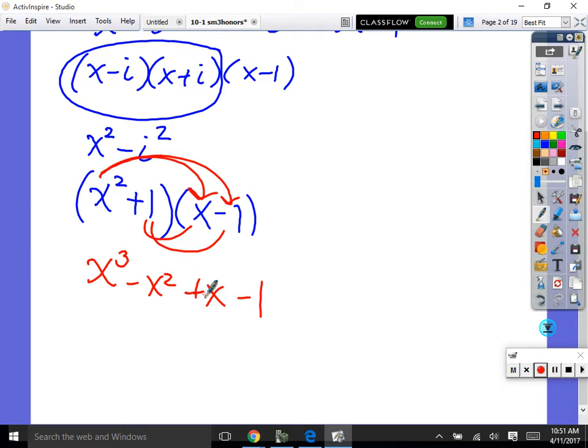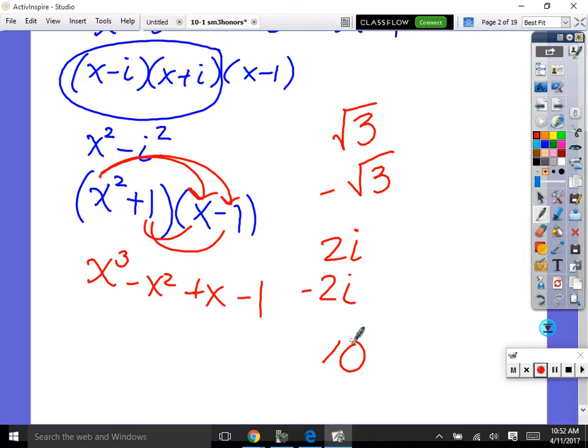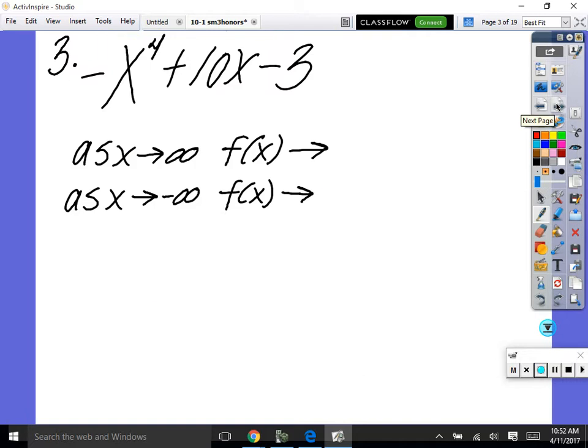Okay, so remember that if you have an irrational root, square root of 3, its conjugate also has to be a root. Negative root 3 would be a root. If you have 2i as a root, its conjugate, since it's imaginary, has to be a root. If you have 10 as a root, its conjugate is not necessarily a root. Only for irrational and imaginary. Okay, good reminder. Okay, so answer this one.